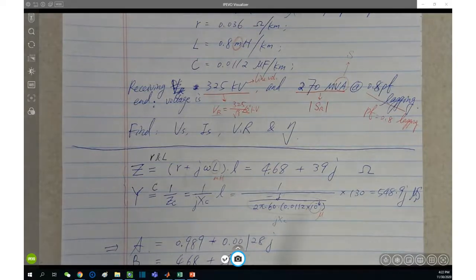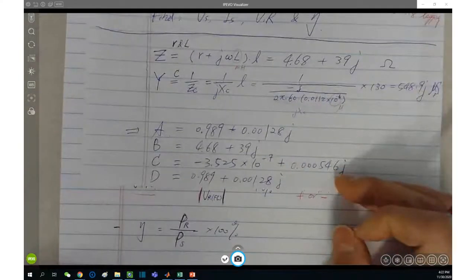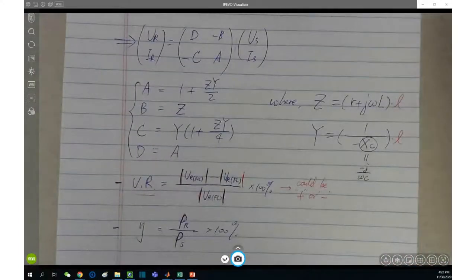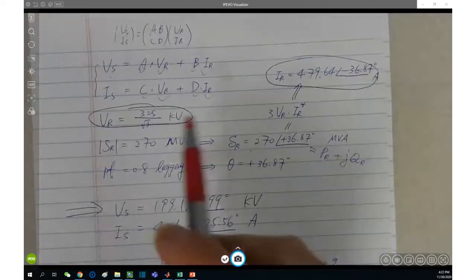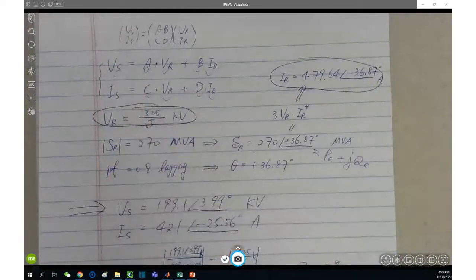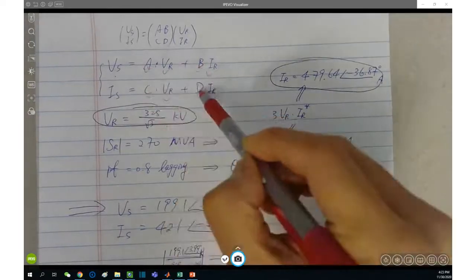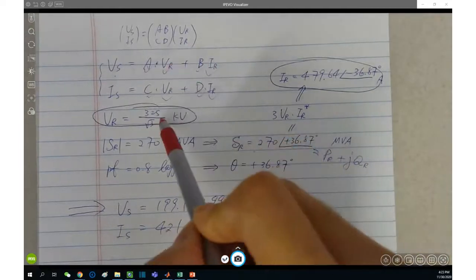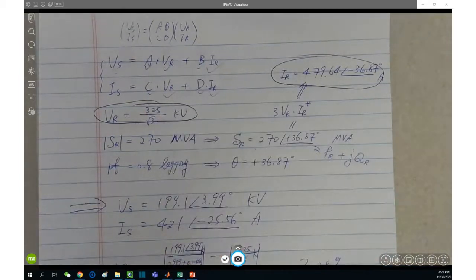After having Z and Y, you need to go for A through D. Algebra again. And after having A through D, you go ahead and try to find the VS and IS. And what you're seeing is A, B, C, D. VR is also identified as the given line voltage divided by square root 3 with angle of 0, right? And then you need IR.